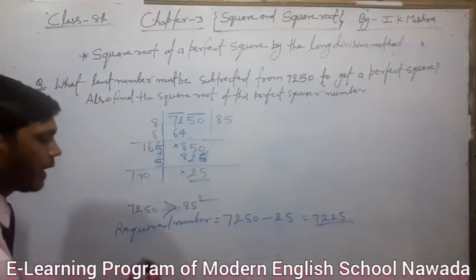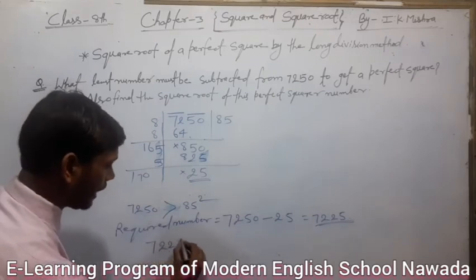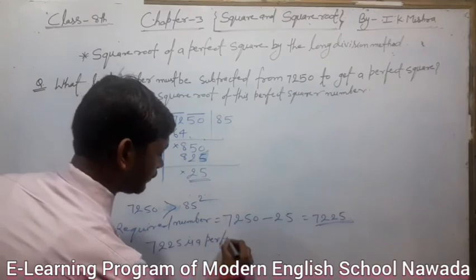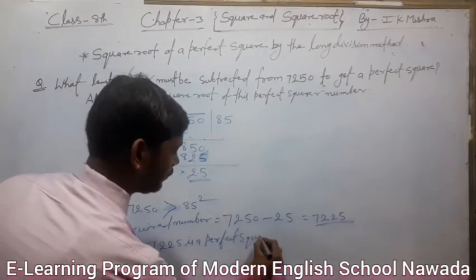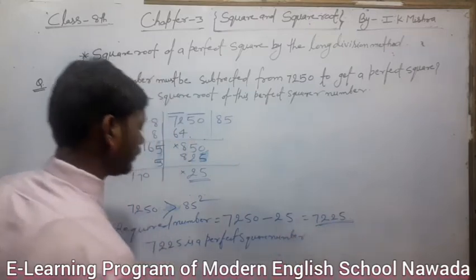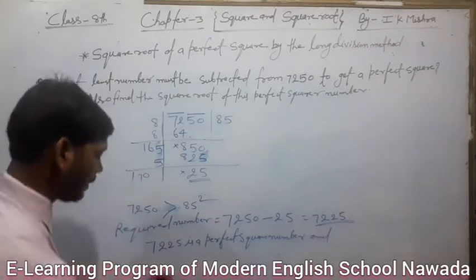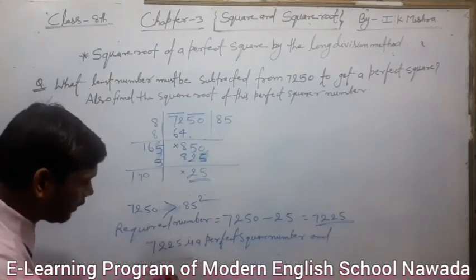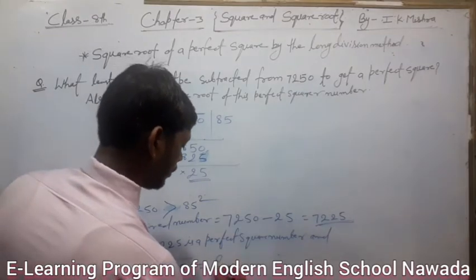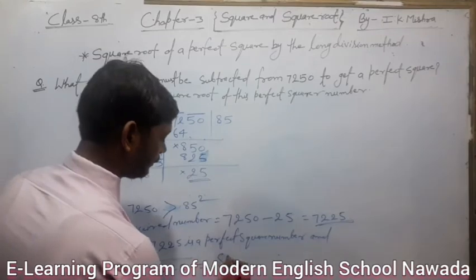Hence 7225 is a perfect square number, and the square root of 7225 is equal to 85.